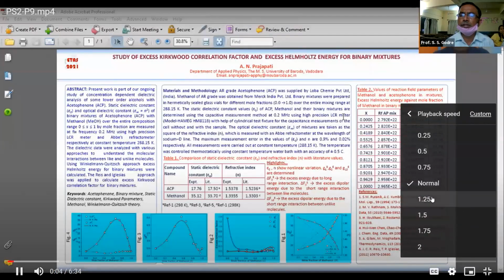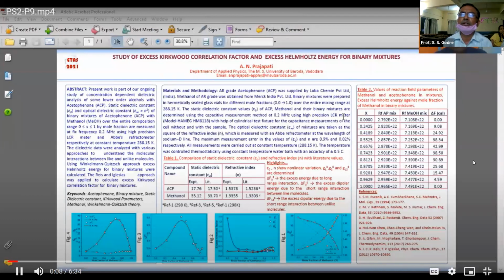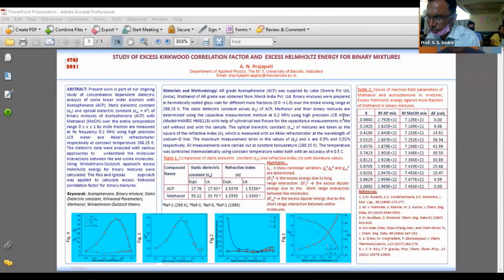I'm Ashwin Prajapati, and I'm going to present my poster presentation on the study of excess Kirkwood correlation factor and excess Helmholtz energy for binary mixtures. I belong to the Department of Applied Physics, The Maharaja Sayajirao University of Baroda. The present work is part of our study on concentration dependent dielectric analysis of some alcohols with acetophenone. In the present study, we measured the static dielectric constant, epsilon 0, and the optical dielectric constant, which we can take as the square of the refractive index of binary mixtures.